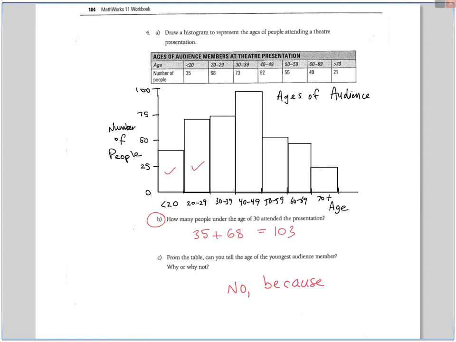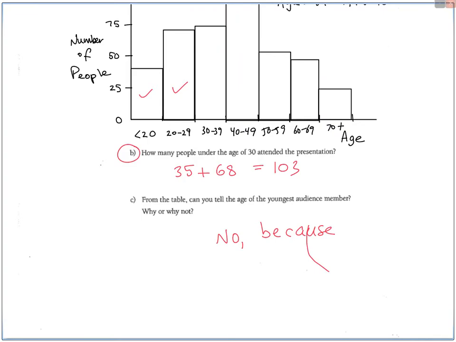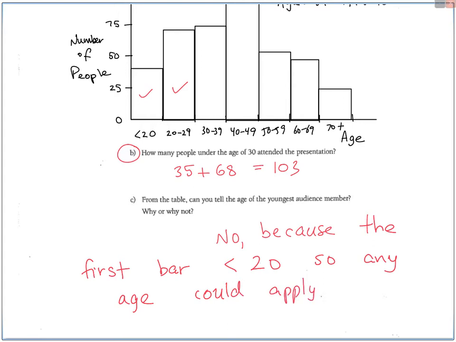Okay, so this is what came up on the quiz. I ask a question just like C. All of you guys put an answer, but then don't justify it. So put the answer yes or no or whatever it is, comma, and then because. And then be very specific in your reason. Don't just say because the graph isn't specific. Say something about the first bar. The first bar is less than 20, so any age could apply, right? You're going to have different answers here, but it should be along the same general idea. No, because the first bar is less than 20. They could be 2 years old, 5 years old, whatever.